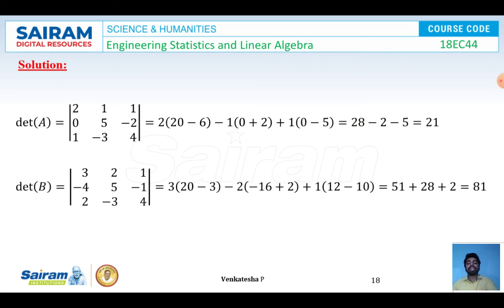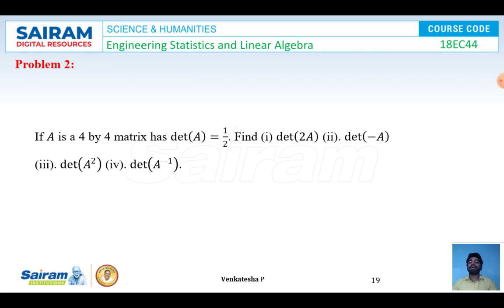Similarly, expanding the B matrix by applying the determinant on both sides, I got the determinant of B equal to the determinant of 3 2 1, minus 4 5 minus 1, 2 minus 3 4. After expanding this, I got 3 into 20 minus 3, minus 2 into minus 16 plus 2, plus 1 into 12 minus 10. So it will be equal to 51 plus 28 plus 2. It will be equal to 81.